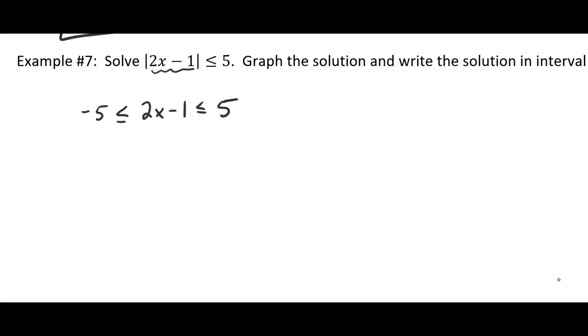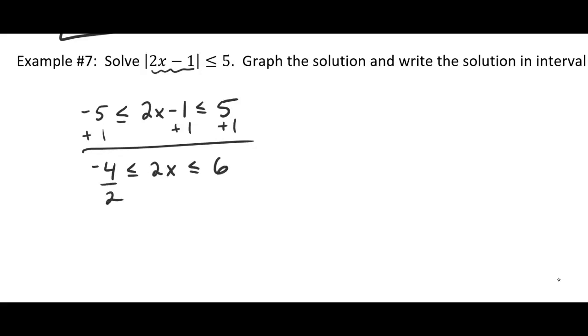And then this is like that compact form of the compound inequalities that we were doing in another section. So we just add 1 to all 3 sections. You get -4 is less than or equal to 2x is less than or equal to 6. Divide everything by 2. And you get -2 is less than or equal to x is less than or equal to 3.